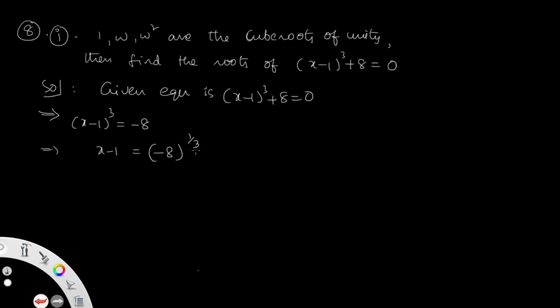Roots means we have to solve for x. So (x - 1)^3 = -8, then we can write x - 1 equals, I am writing -8 into 1, that is (-8)^(1/3) into 1^(1/3). Why? Because -8 into 1, there is no change in the expression, it is still -8. So now splitting, that is (-8)^(1/3) times 1^(1/3).